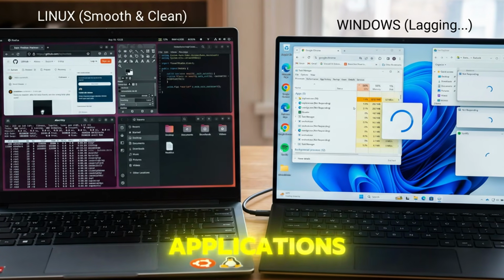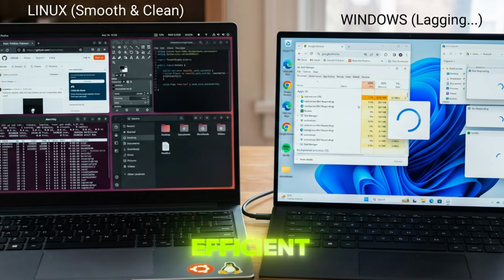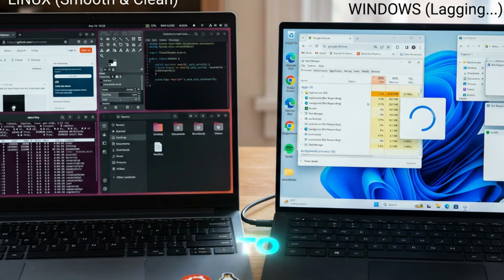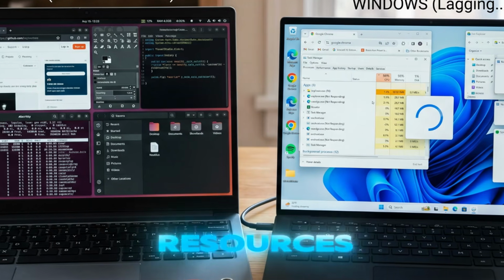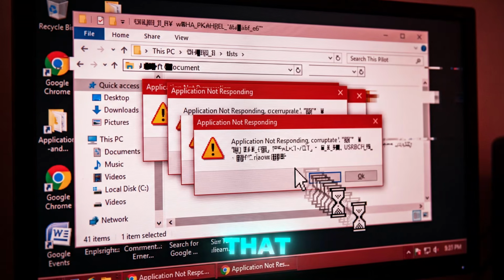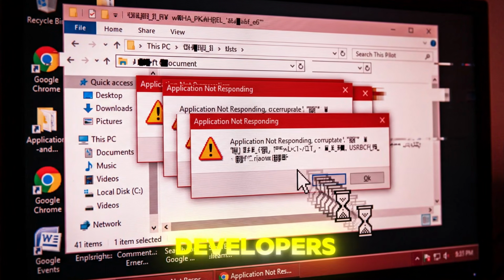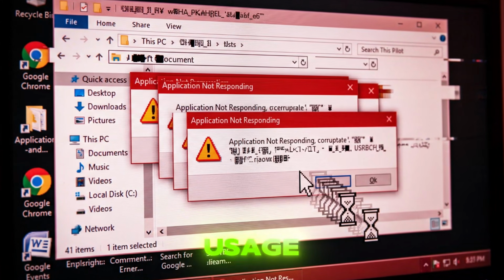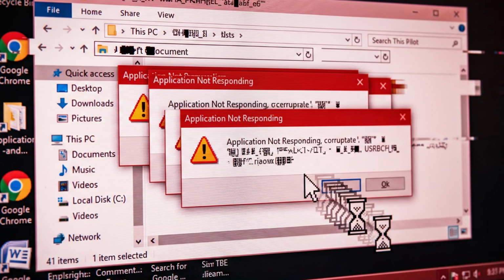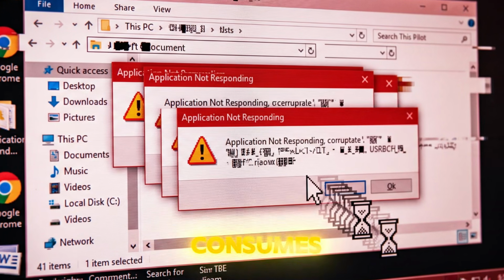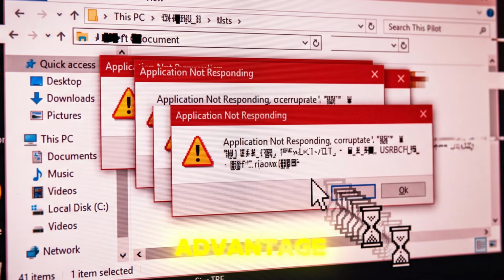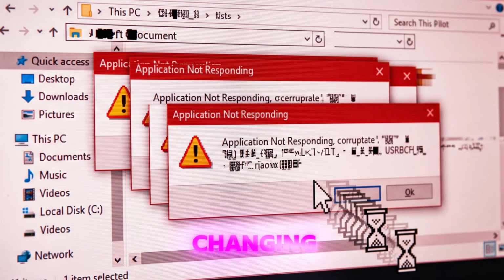On Linux, many applications are designed to be lightweight and efficient. You have alternatives for almost everything, from text editors to media players that consume minimal resources. On Windows, many applications are built with the assumption that hardware is abundant. Developers don't always optimize for low resource usage because most modern systems have plenty of RAM and processing power. This leads to bloated software that consumes more memory than necessary. Gaming is one area where Windows still has a clear advantage, but even here, things are changing.